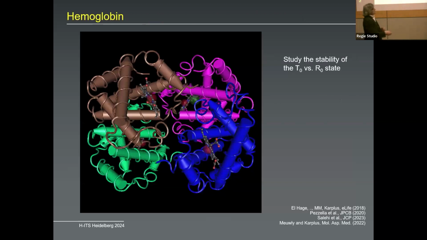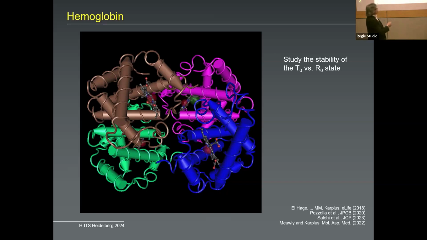So this brings me to the last topic. This is hemoglobin. And this was really spurred by something that Martin had asked a long time ago. He said, look, I'm confused. We have all these force fields, but some of the most important things for me, it doesn't do right, and I don't understand it. It has to do with the stability of two conformational substates of hemoglobin.